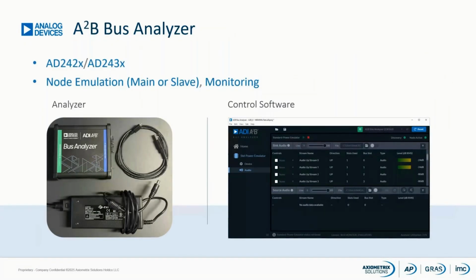A few years ago, Analog Devices released a bus analyzer to support the design and debug of both 242X and 243X based networks. And the bus analyzer can be used for both node emulation on the network as well as network monitoring. And you can emulate either a main or a slave node in the network. It can also be operated either standalone by itself or PC controlled, and it's configured via the Bus Analyzer app.